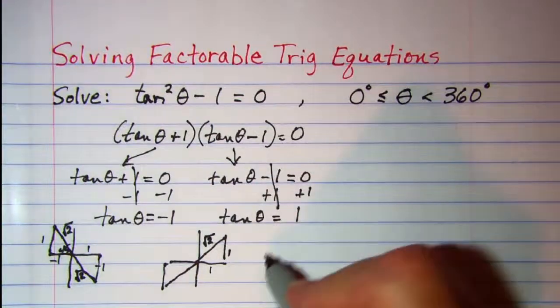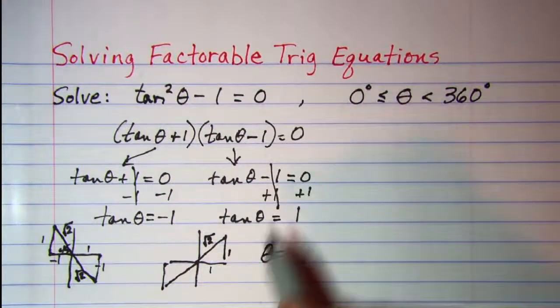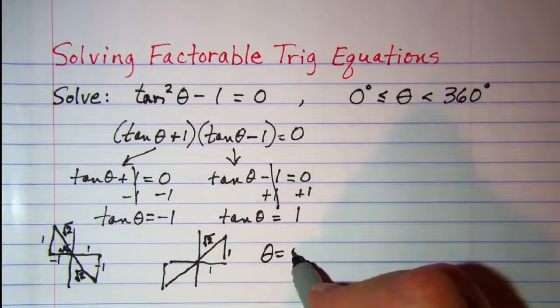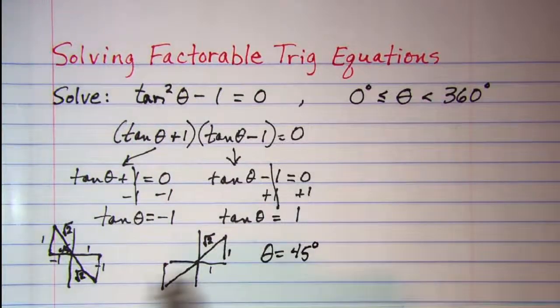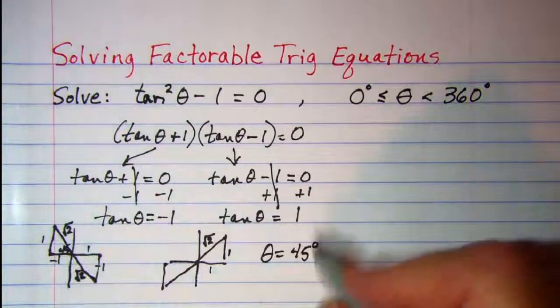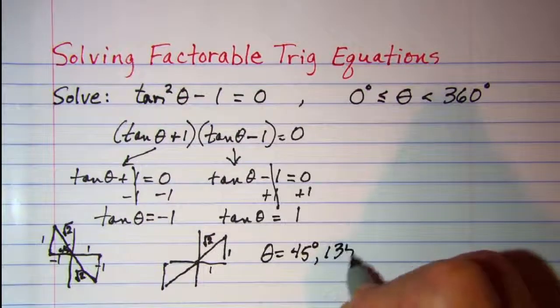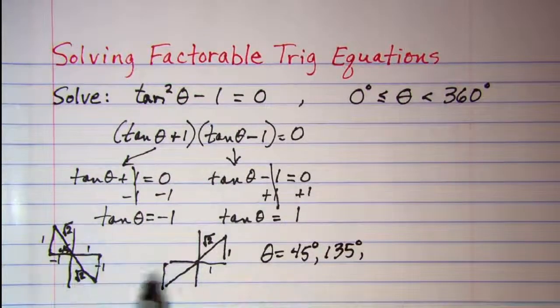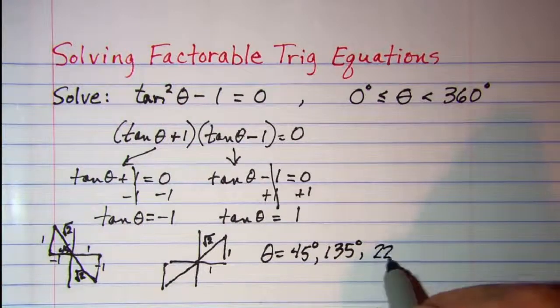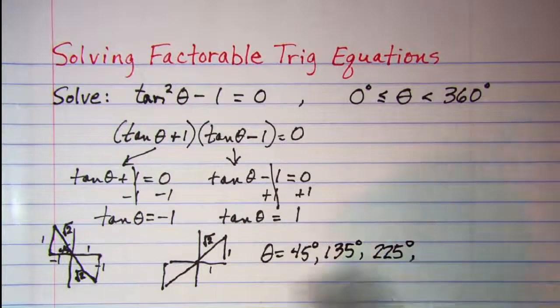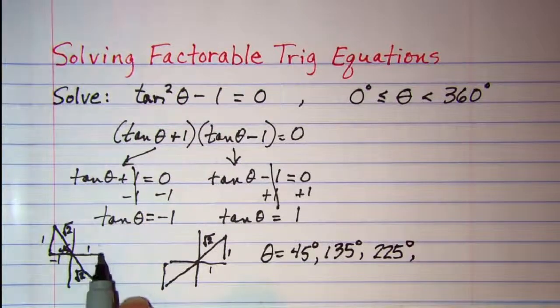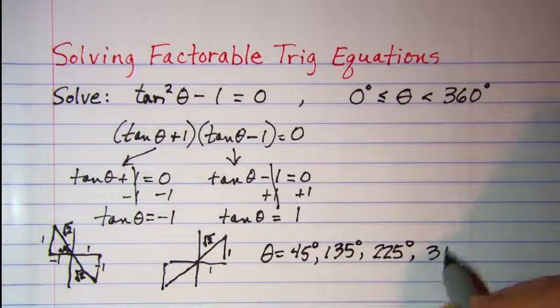So for this one, we have theta is equal to 45 degrees. And then in quadrant 2, that would be 180 minus 45, so that's 135. And then in quadrant 3, that would be 180 plus 45, so 225. And in quadrant 4, we would take 360 minus 45, so we have 315.